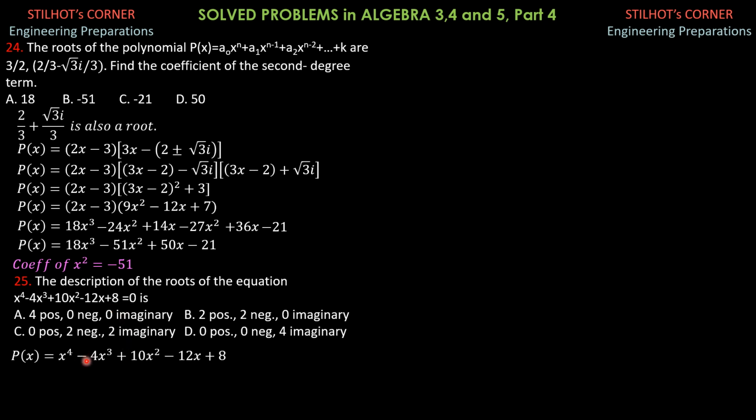Positive to negative, so this is the first variation in sign. The second variation in sign, the third variation in sign, and the fourth variation in sign. So the number of positive roots is 4. 4 minus 2 is 2. 2 minus 2 is 0. So 4 or 2 or 0.